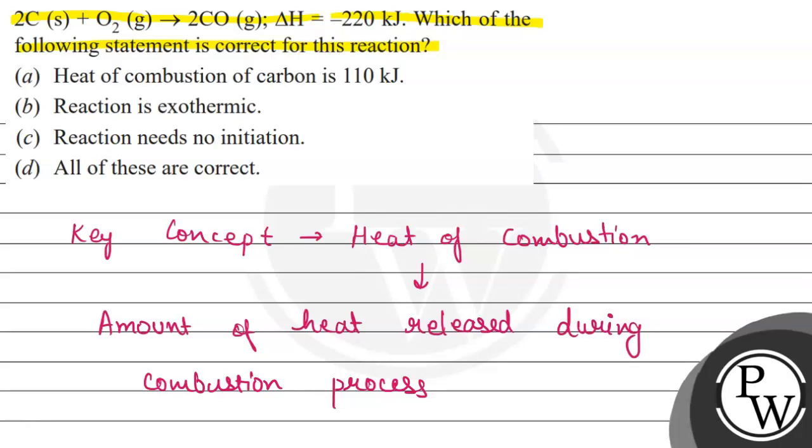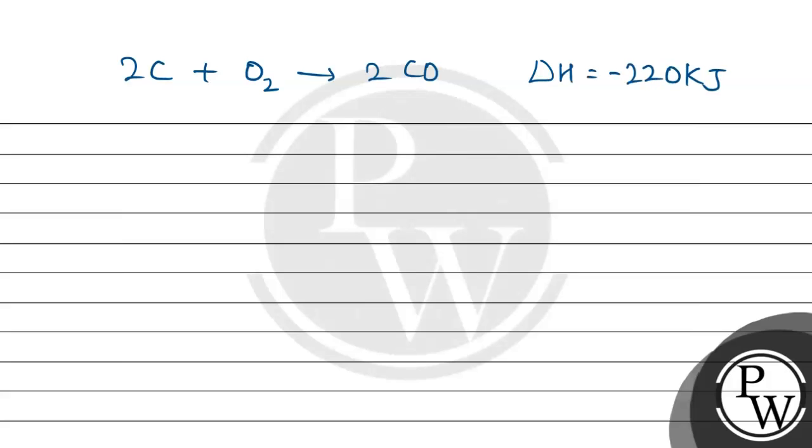Basically जब substance burn किया जाता है in the presence of the oxygen, then it will lead to the formation of heat and light. Now let us see the question which is given to us. According to this question we can see हमें reaction given है in which जो carbon है it combines with the oxygen and it will lead to the formation of the carbon monoxide, and जो heat है वो release हुई है that is the minus 220 kilojoule.